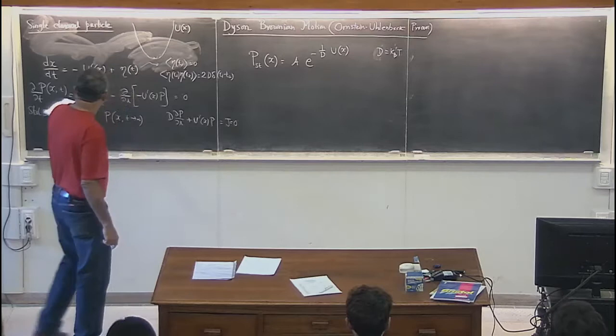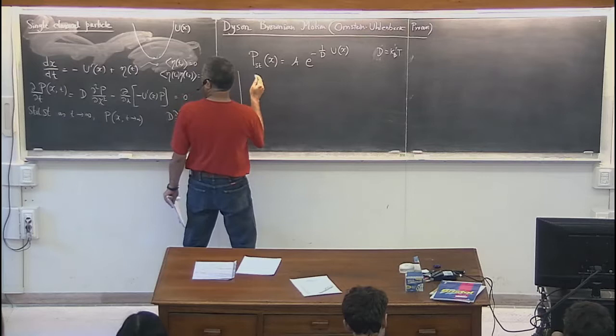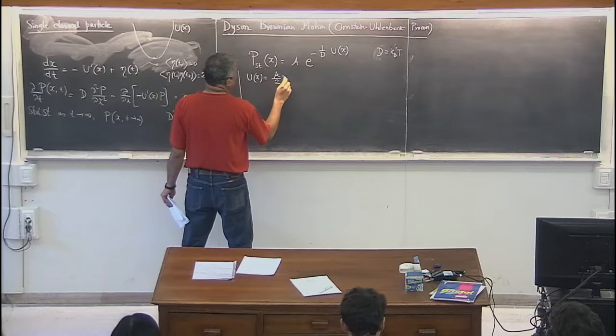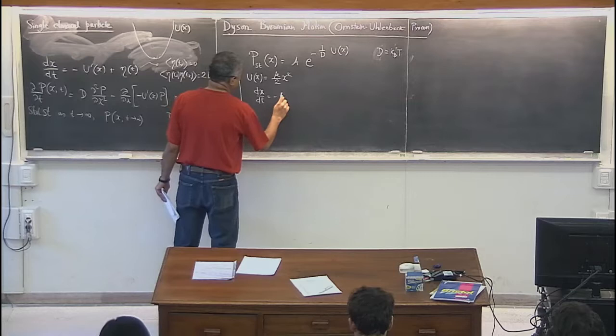Now at finite time t, you have to solve this time-dependent Fokker-Planck equation, which is not always easy for arbitrary U of x. But if you look at a particular case, let's say U of x is just a quadratic potential, just a harmonic well, then our equation of motion is just dx dt equal to minus mu x plus eta of t. And this is what is called the Ornstein-Uhlenbeck process.